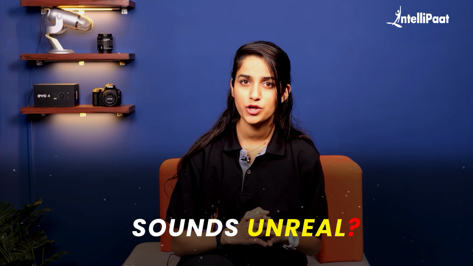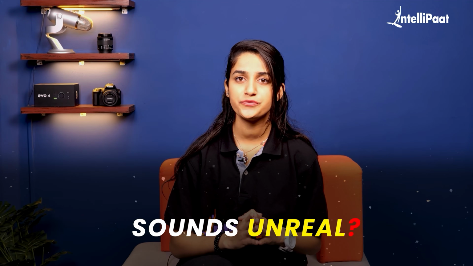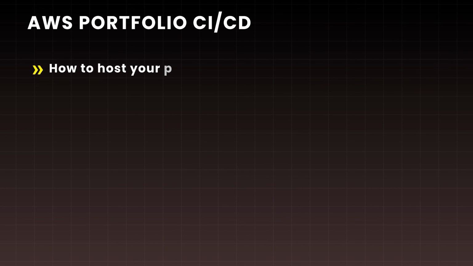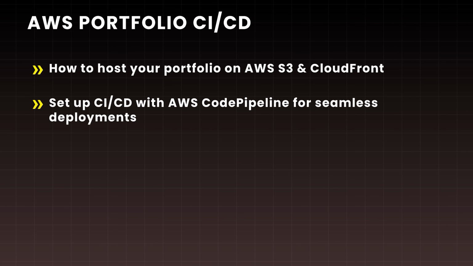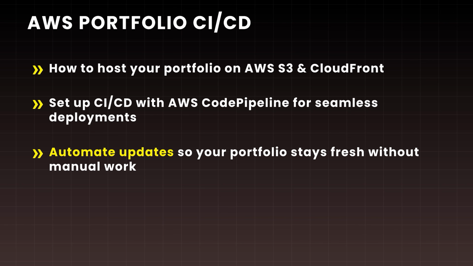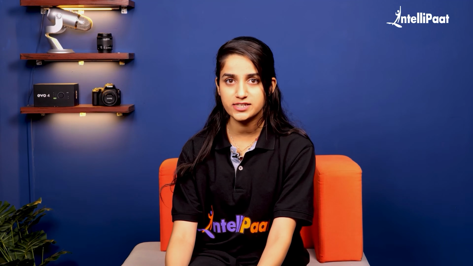Sounds unreal, right? Well, that's exactly what we are going to build today. Here, I will guide you through how to host your portfolio on AWS S3, set up CI/CD pipelines with GitHub Actions for seamless deployments, and automate updates so your portfolio stays fresh without any manual work. By the end of this tutorial, you will not only have a portfolio but a real-world AWS deployed, pipeline-powered portfolio that works for you the best. Now let's see the execution part.